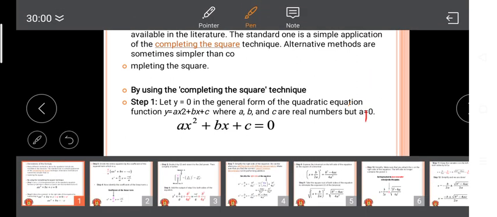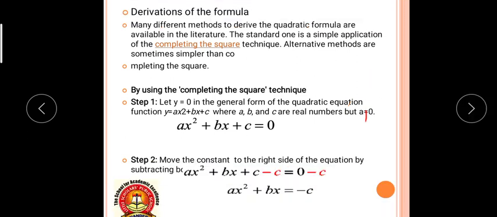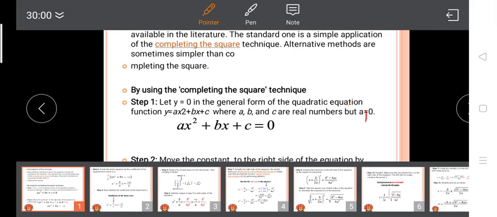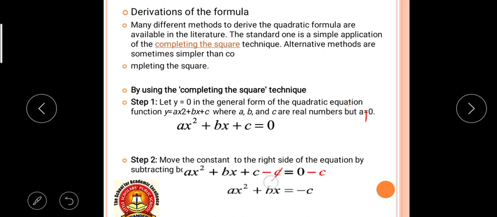Okay, and in the second step, this constant term c we are shifting towards the right side, or in the same way, we can subtract c from both sides. After subtracting c, what will you get? ax square plus bx is equal to minus c. This plus c and minus c will be cancelled out.